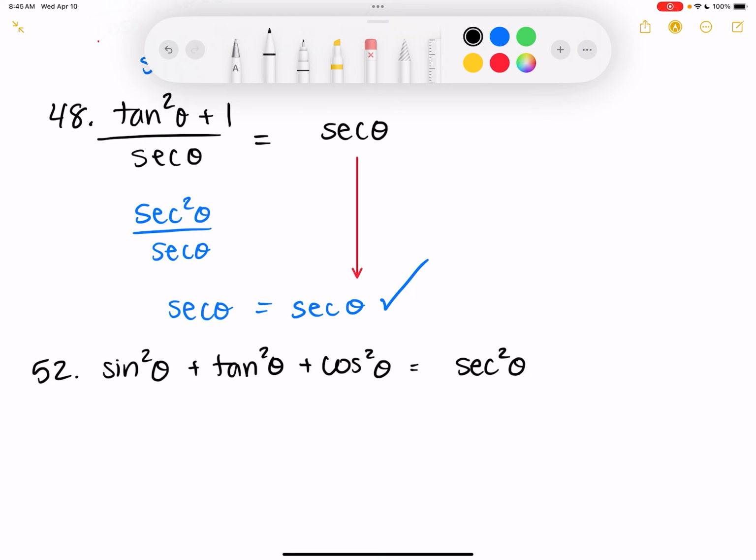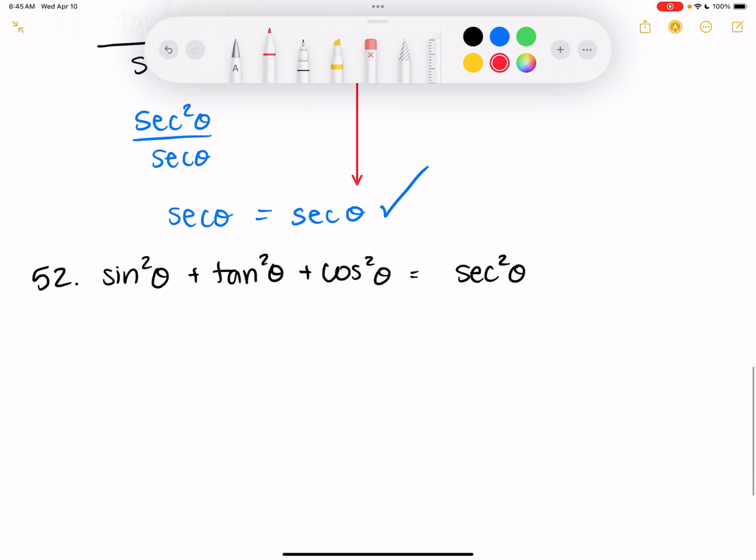So with this one, I'm going to bring this down so I don't touch it. I see a lot of squared terms, and so when I see squared terms, what am I thinking about? The Pythagorean identities. So is there any part of the left side that I have all the pieces to one of the identities? Obviously, other than what it's equal to.